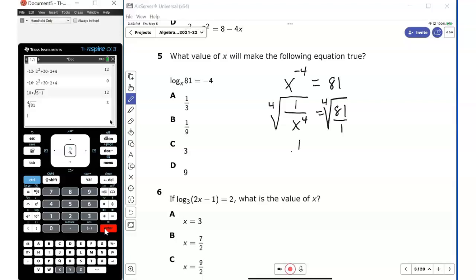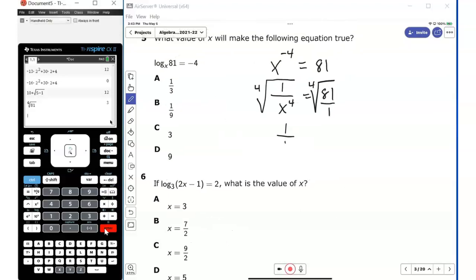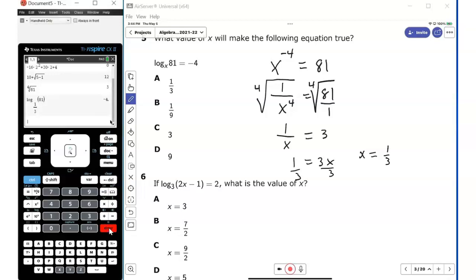So we have 1 over x is equal to 3. So we have 1 is equal to 3x. So x is equal to 1/3, since I have to divide by 3. For me to check this, I would just have to substitute x equals 1/3 into the logarithm. So the log base 1/3 of 81 is equal to negative 4, and it does check.